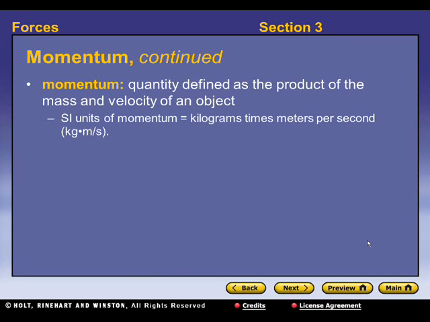The SI unit of momentum is kilograms times meters per second, so kg times m/s. Momentum and velocity are generally, actually always, in the same direction.